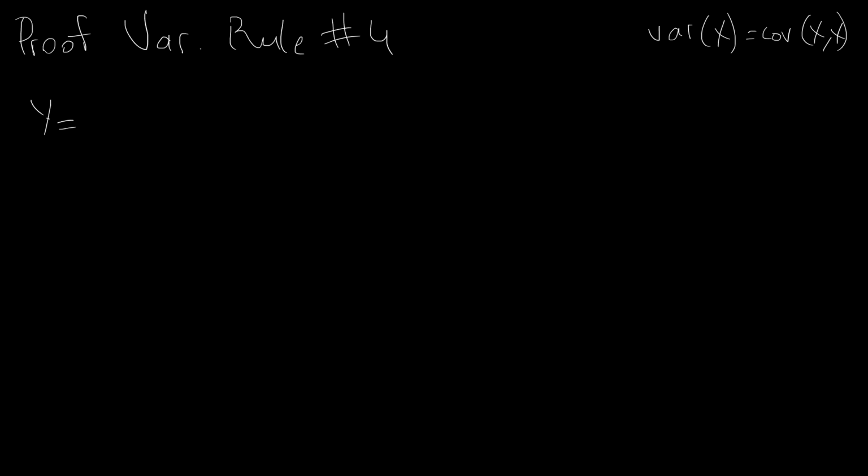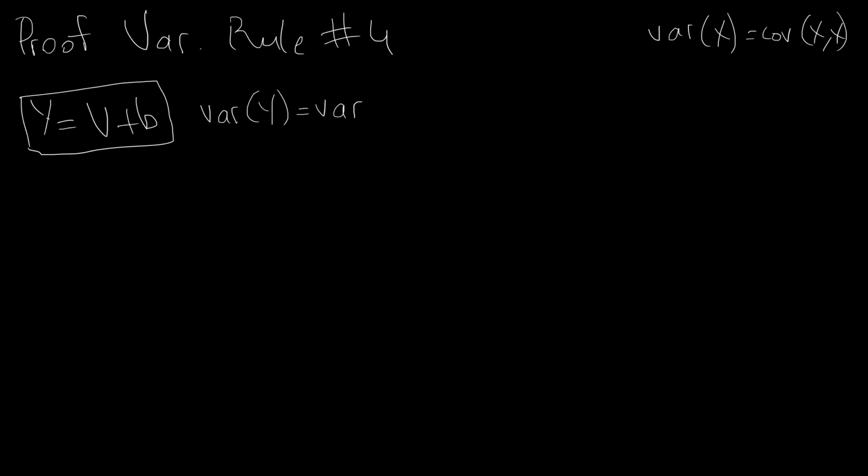Okay, cool. So we have the special case this time where y is equal to v plus b, where b is a constant. Okay, so in this case, the variance of y is going to equal the variance of v. Okay, and this is easy to understand intuitively as well. So before I actually show the proof, let me just show this intuitively. So let's say this is mu, that is the population mean of v.